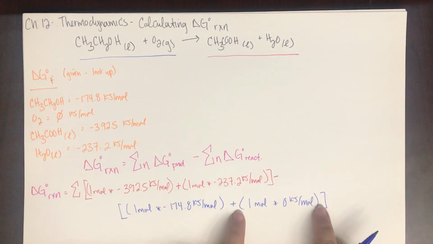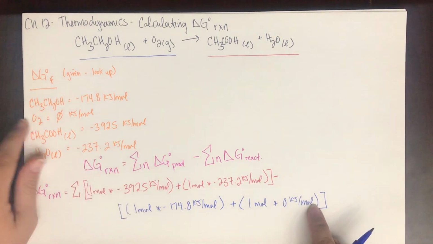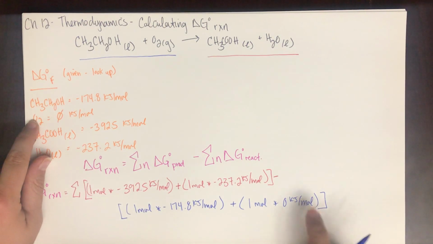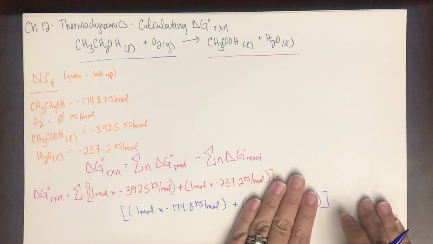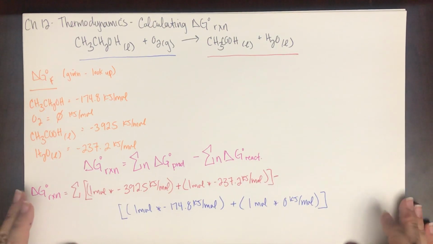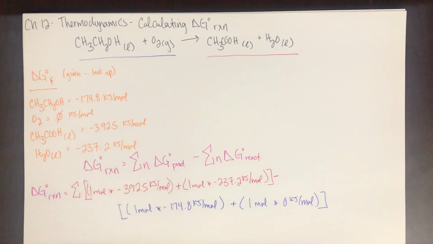And this is not really necessary, but I'm just showing you that the free energy for oxygen is 0, so that's just going to make this whole term go away. So you wouldn't really need to show that at all. I'm just showing you so you can see, just to be complete.